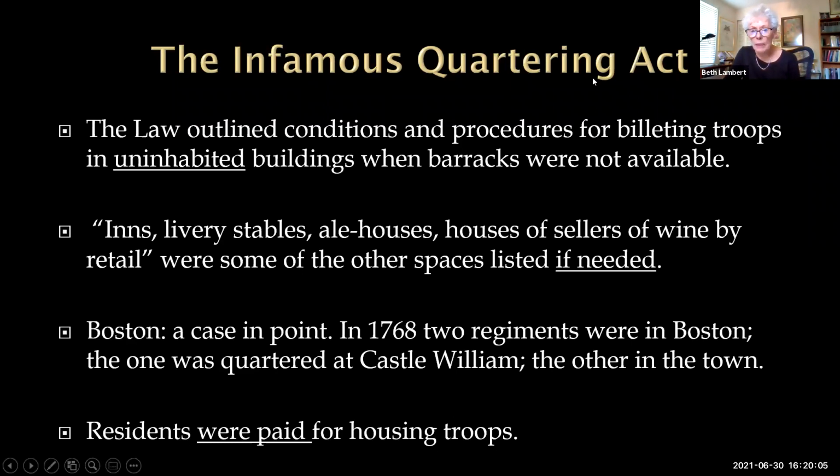Then this Quartering Act that everybody talks about said that if they did not have rooms in a fort, if they could not be housed there, they were to use inns, livery stables, ale houses, and so on, if needed. And when they had to be housed in private housing, colonists were paid for housing the troops. They were not just shoved in the front door and told, catch as catch can. Boston was a case in point. They had 2 regiments.